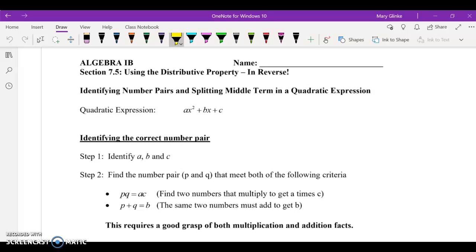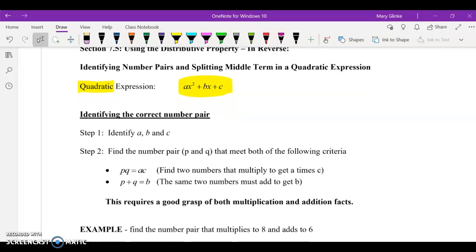So the first thing to know is that we are going to have quadratics, meaning a degree of 2, and it's going to look like this: ax squared plus bx plus c. Notice it is in standard form. So your highest degree has to come first, and then your x term, and then your number at the end. So the first step is to identify A, B, and C.